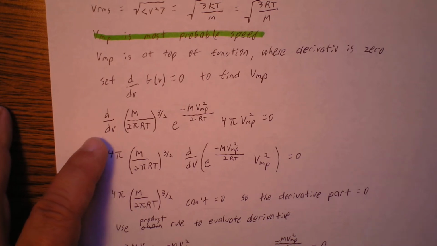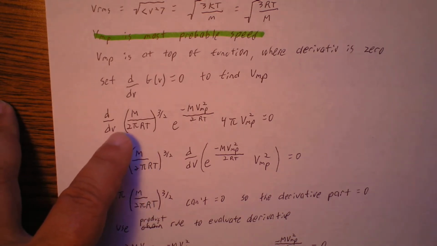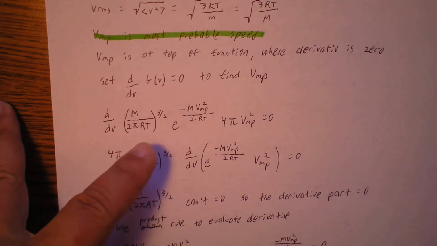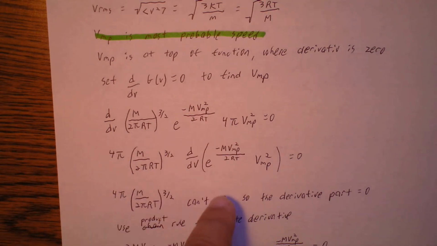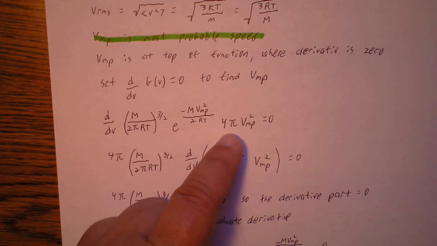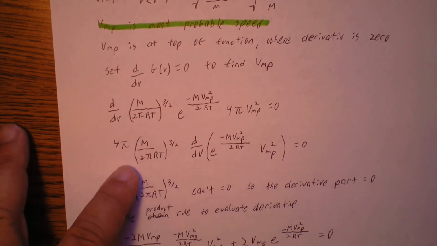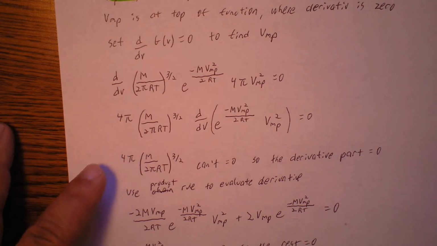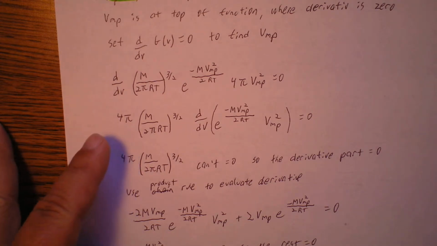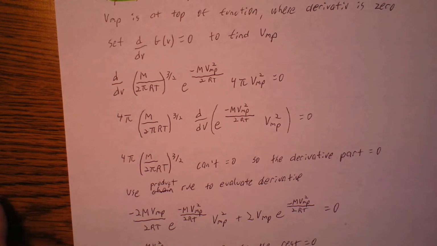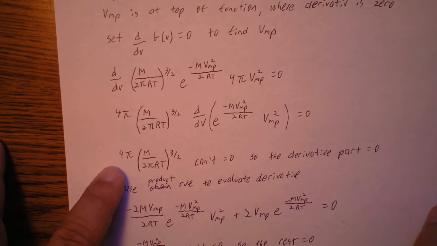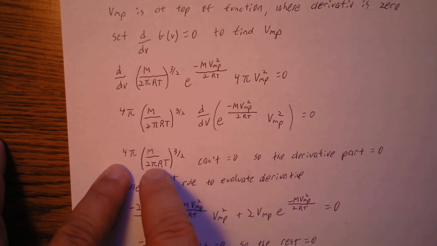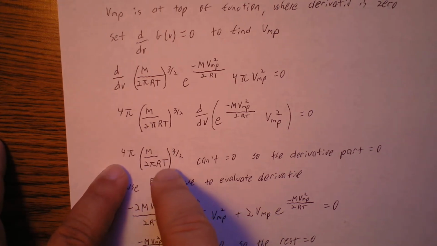So substitute all that in. We have the derivative with respect to speed of m over 2 pi RT to the 3/2 times e to the minus m v MP squared, remember, that's most probable speed, over 2RT times 4 pi v MP squared is equal to 0. So we're going to pull out the constants. We get 4 pi times m over 2 pi RT to the 3/2 times the derivative with respect to speed of e to the minus m v MP squared over 2RT times v MP squared is equal to 0. Now, these constants can't equal 0 unless, of course, you have a molar mass of 0, which doesn't make any sense.